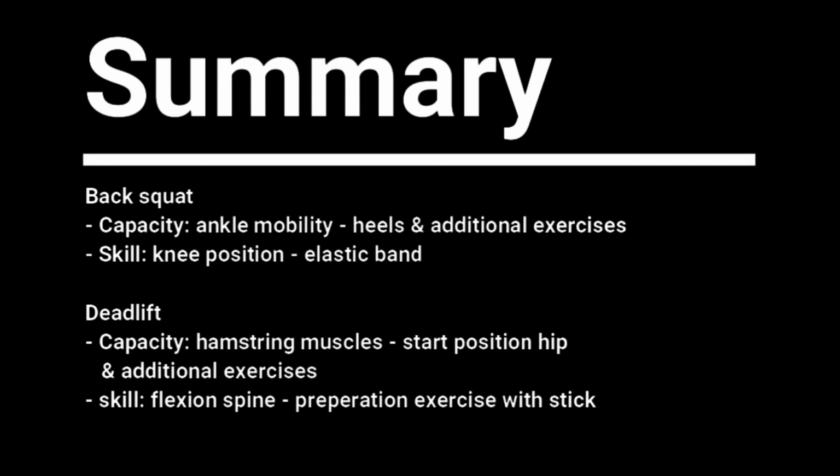The deadlift capacity problem contained an issue with the hamstring muscles. The start position of the hips fixed the posterior tilt of the hips immediately, while additional exercises could help to improve mobility in the hips for the long term. At last, flexion of the spine occurred during a skill-related problem of the deadlift. This could be fixed by performing the hip hinge exercise with stick as preparation for the deadlift.